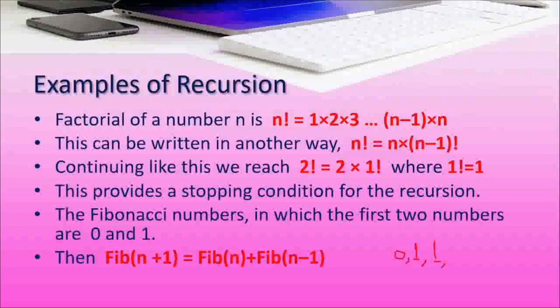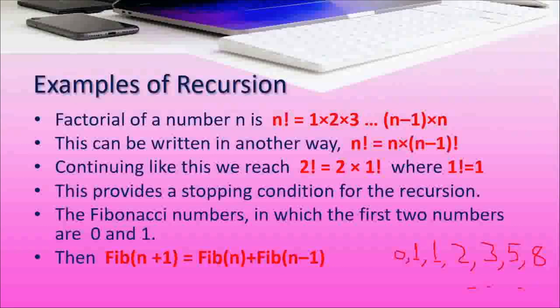Then the next value is the sum of these two values, 1 and 1. So it is 2. Then the next is 2 plus 1, 3. The next is 3 plus 2, 5. Then the next is 5 plus 3, 8. Likewise it goes on. That is, any number is the sum of the previous two numbers.